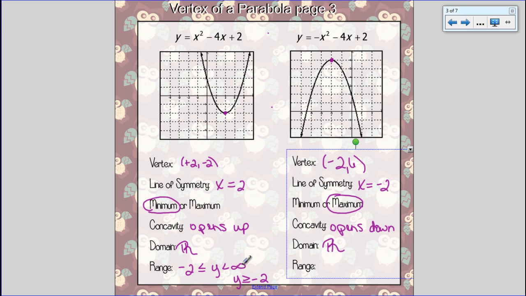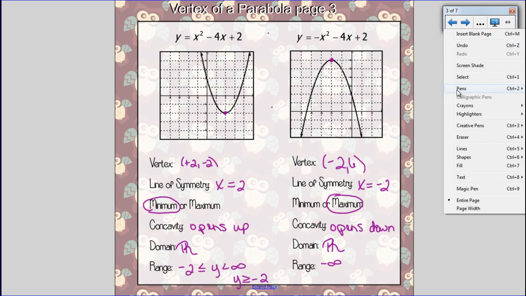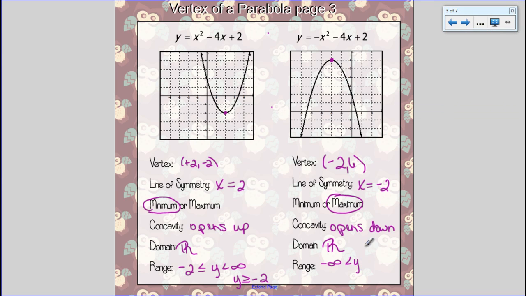My range, however, works differently than this. I have to remember when you do range, you're going from the bottom of the graph to the top. Well, the bottom of the graph goes to negative infinity, and then it goes up to positive 6 up here. So it goes from negative infinity to positive 6. And so I have to write this one in the opposite way that I wrote the other one. I can also say that it is all numbers less than or equal to 6, because it starts at 6 and then goes down. And so either one of those is an acceptable answer.